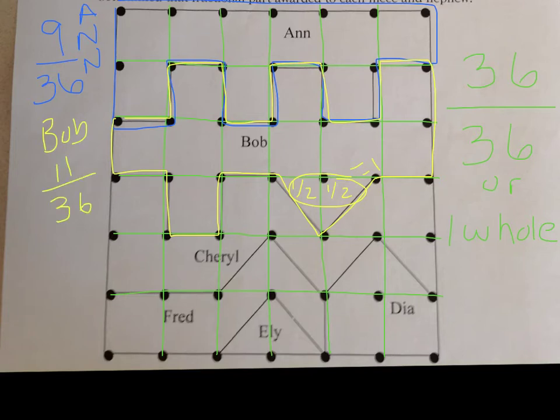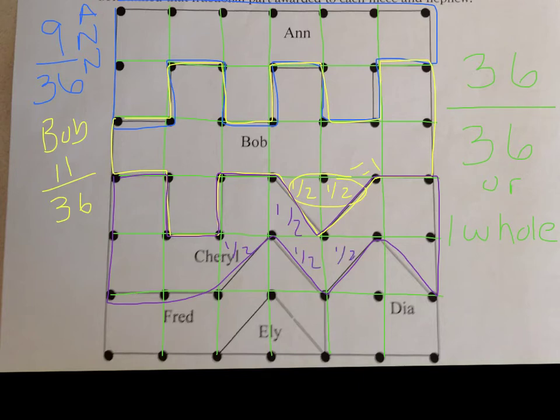Now Cheryl, she has this land right here, and this is only a little bit difficult for us because we see that she is not like Anne and has only whole pieces, but she's like Bob and she has a few of these half pieces right here. So these half pieces, what we can do is add them up because we know that they are 1/2 each.